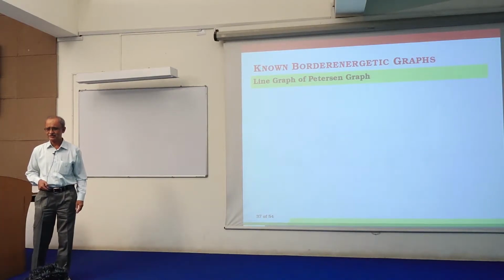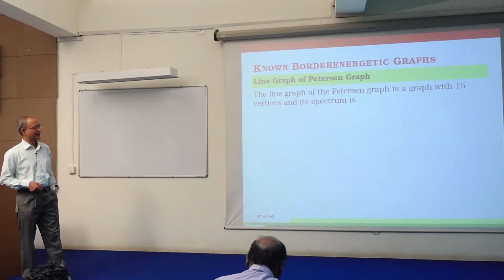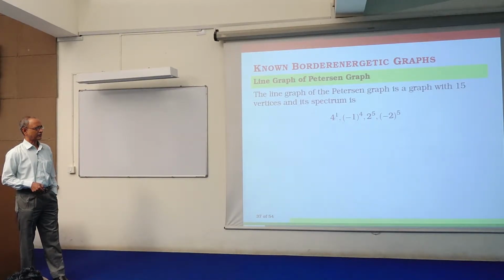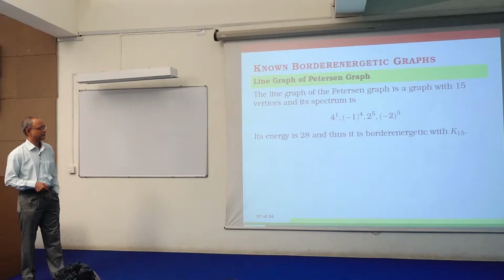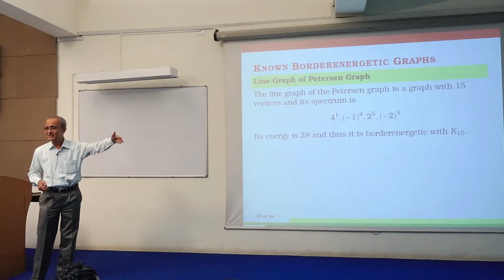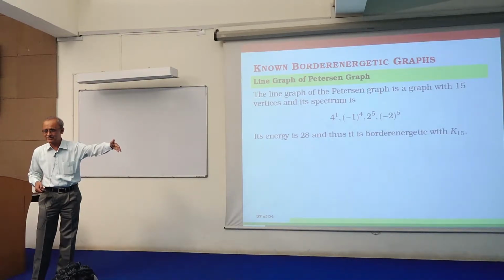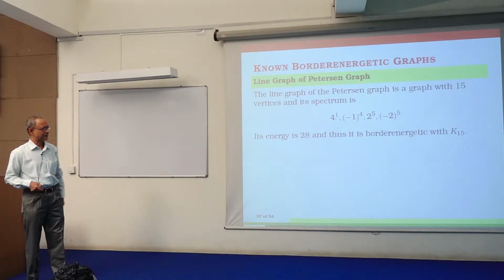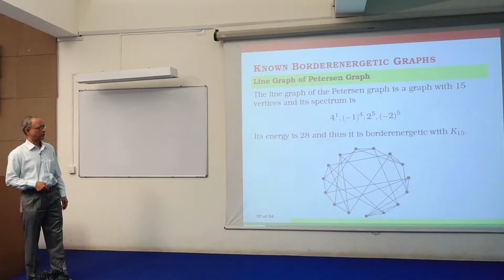Line graph of the Petersen graph. The Petersen graph is a very well known graph, and the line graph of the Petersen graph is a graph with 15 vertices, and its spectrum is this. Eigenvalue 4 with multiplicity 1, minus 1 with multiplicity 4, eigenvalue 1 with multiplicity 5, and minus 2 with multiplicity 5. Its energy, if we sum the absolute values of these eigenvalues, comes to 28, and its energy is the same as the energy of K15. Means the line graph of the Petersen graph is also border energetic. This is the line graph of the Petersen graph.